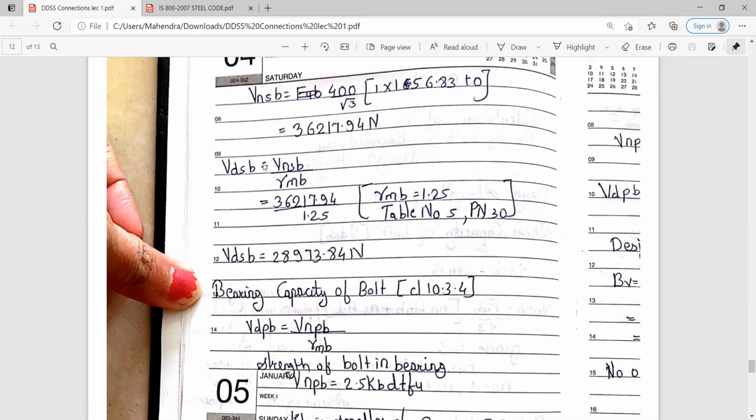VNSB मिलने के बाद में VDSB. VDSB के लिए you have the formula that is VNSB upon gamma MB. So just substitute the value for VNSB, 36217.94, और gamma MB आपने पहले ही कैलकुलेट किया था, that is the partial safety factor, that is 1.25. So just substitute the value, तो आपको shearing strength of the bolt मिलेगा, that is 28973.84 Newton. So solve up till here, then we'll go for the bearing capacity of the bolt. First of all, do the shearing capacity of the bolt, that is VDSB.